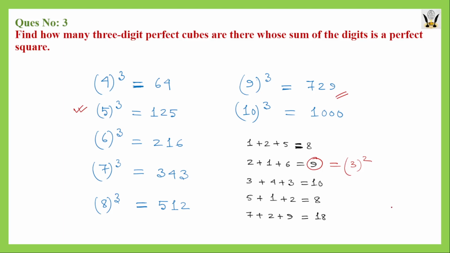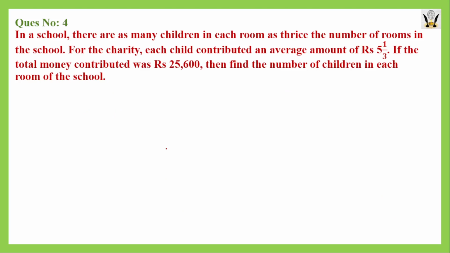So our final answer will be, here the question is find how many three digit perfect cubes are there. So the answer will be only one. There is only one perfect cube, and what is that cube value? That is 6 cube. So 216 is the only 3-digit number which is a perfect cube, and the sum of its digits is a perfect square.